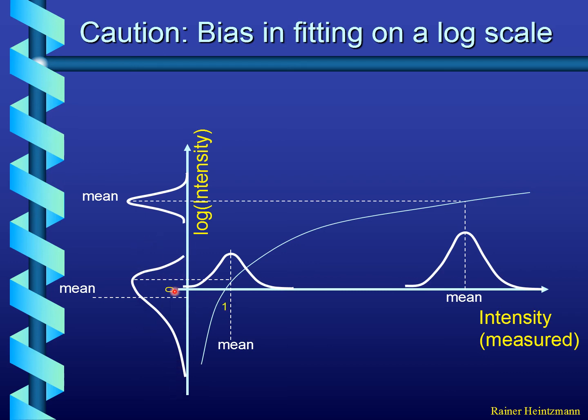And in fact, this would lead to a bias. So that means when the mean is here, you would expect it to be here, but when you actually measure it from the transformation after having done the log transformation, you would get a different mean.